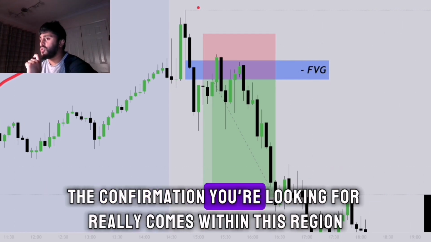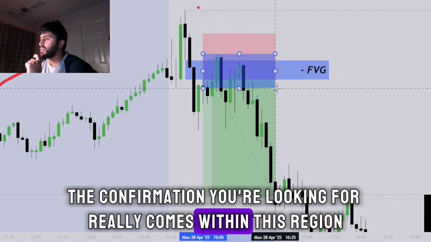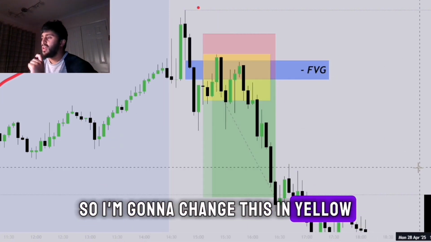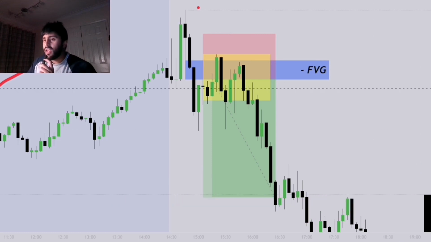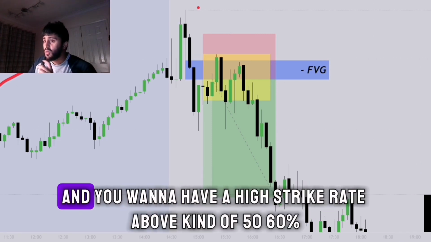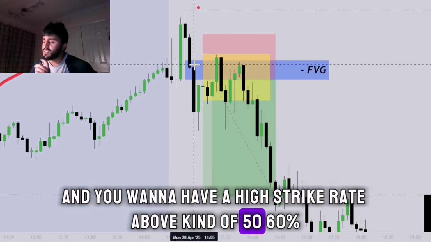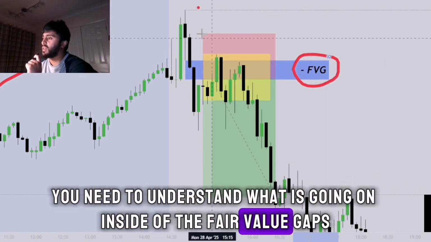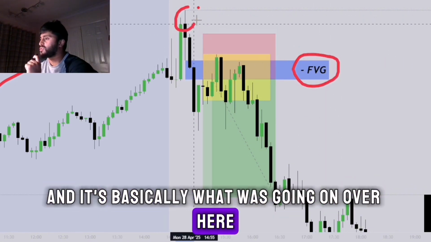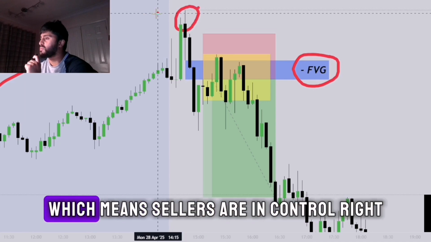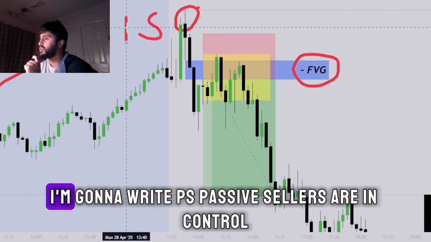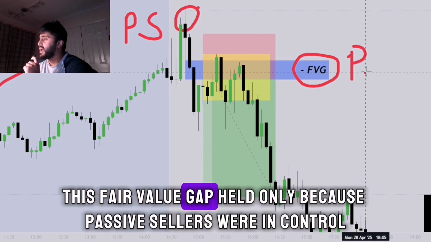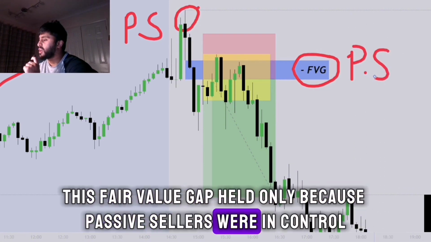The confirmation you're looking for really comes within this region, right? So this is the yellow region over here. So I'm going to change this to yellow. Now, I always talk about order flow. If you want to read fair value gaps correctly and you want to have a high strike rate above 50, 60%, you need to understand what is going on inside of the fair value gaps. And it's basically what was going on over here. So we saw buyers fail over here, which means sellers are in control, right? I'm going to write PS. Passive sellers are in control. Now, this fair value gap held only because passive sellers were in control.